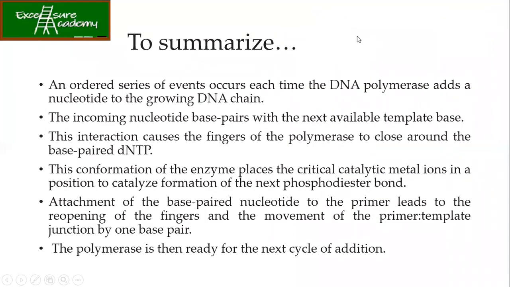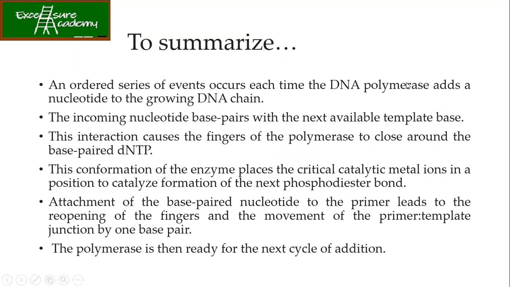Okay, so finally to summarize, what did we study today? How exactly, in the catalytic pocket of the DNA polymerase, what all interactions are important in order to catalyze the reaction. So these are the ordered series of events which occur each time the DNA polymerase adds one nucleotide to the growing DNA chain. Just imagine. All these things, whatever we have discussed in this lecture, DNA polymerase is doing every time it adds one dNTP, and the DNA polymerase adds thousands of nucleotides per second. Just imagine how fast these proteins are working for us, right?